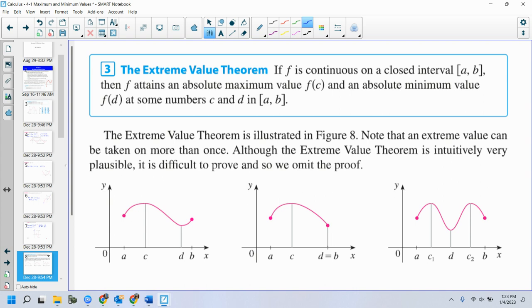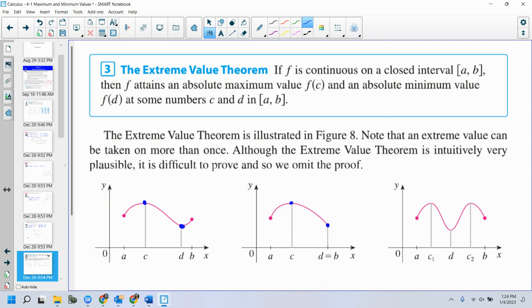So like here, I have this closed continuous function. I have this point C that is our absolute maximum. And again, watch out here. They occur at C and D, but they would be the y values. Our absolute maximum is occurring at C, and absolute minimum is occurring at D. Look here. An absolute minimum is D, which is also B, one of the endpoints.